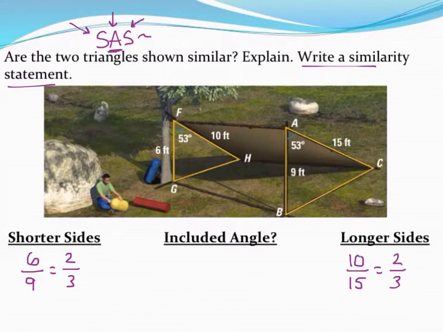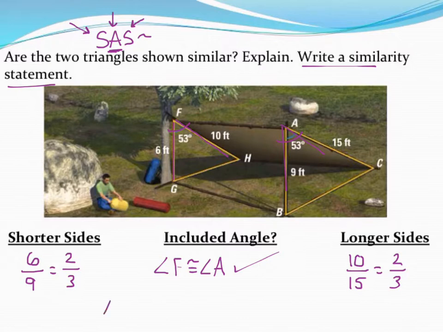We do need to find the angle in between them, and I can see that in between the sides that I used is angle F and angle A. And according to the diagram, angle F is congruent to angle A. That's what I'm looking for with the angles. So I've done it then. Because the two sides have the same ratio and the angle in between them is congruent, I've proved using side angle side that the triangles are similar to each other.